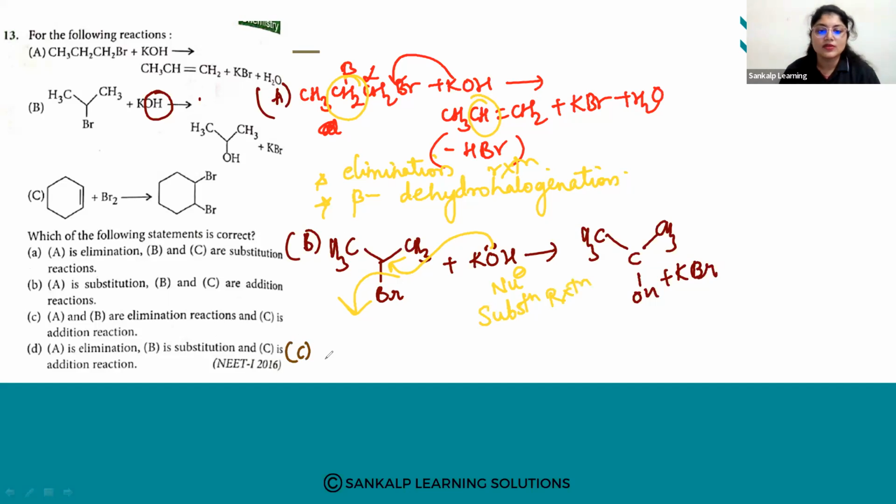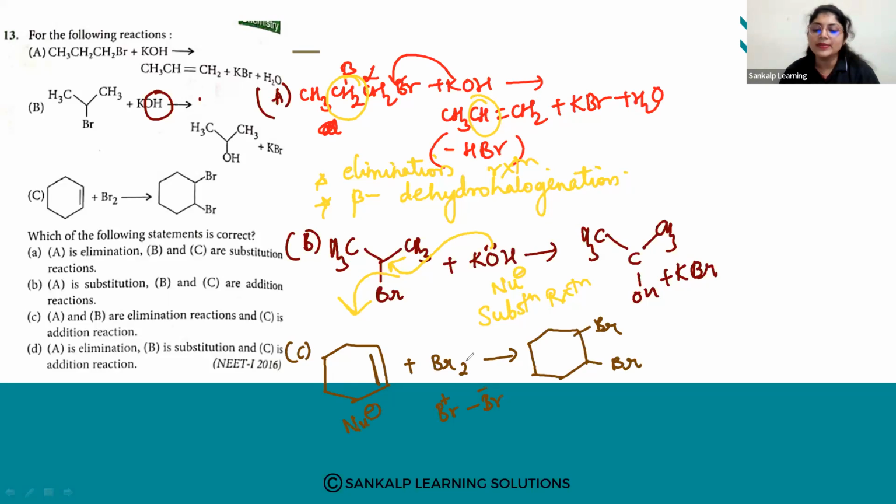C. Now here, what type of reaction is it? Br2 will undergo a heterolytic cleavage and this will be plus, this will be minus. So whenever you have a double bond, it is acting as a nucleophile, right? So your cyclobenzene is acting as a nucleophile.